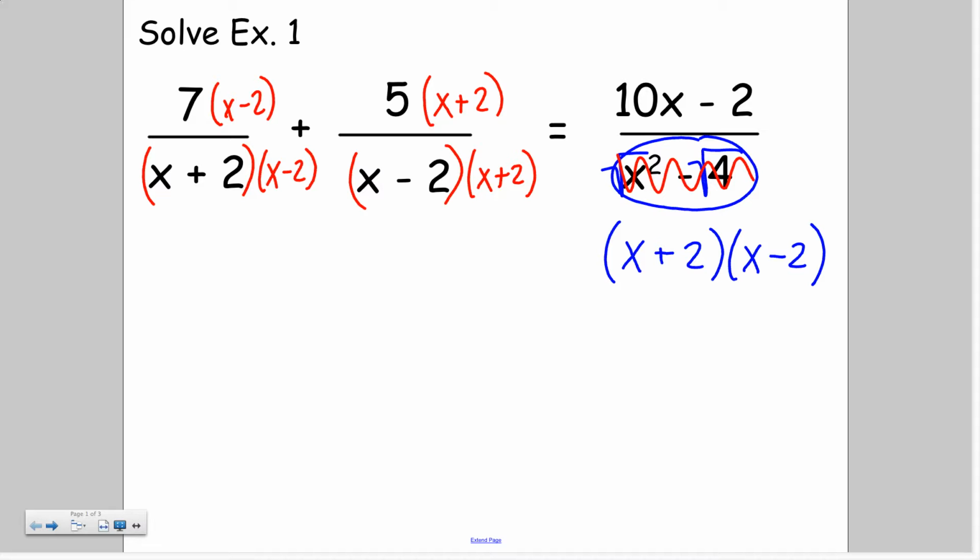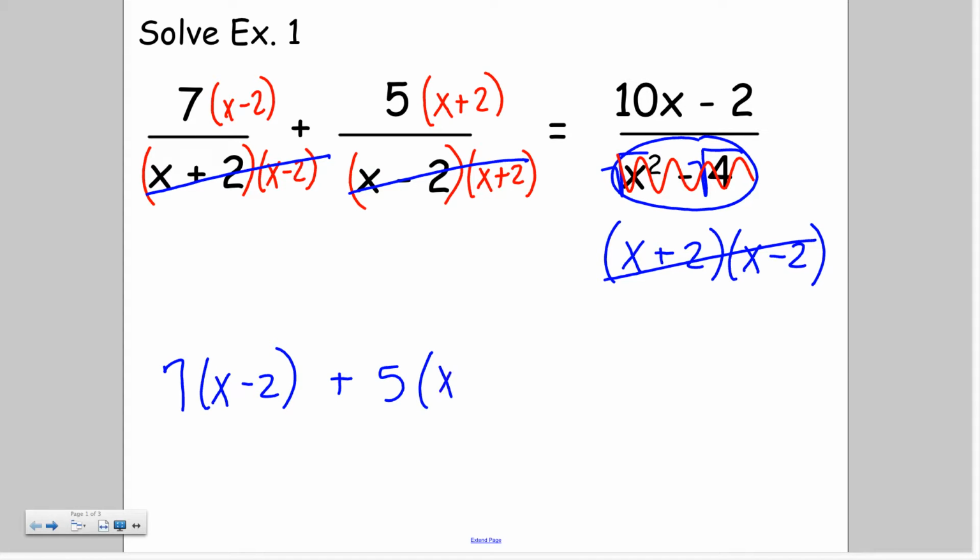Double check to make sure that they are all the same, and if they are, you can cross them off and just focus on your numerators. It helps to rewrite those numerators so that you do not miss anything. Notice on the right side we didn't have to do anything to 10x minus 2 because their denominators were already fixed.